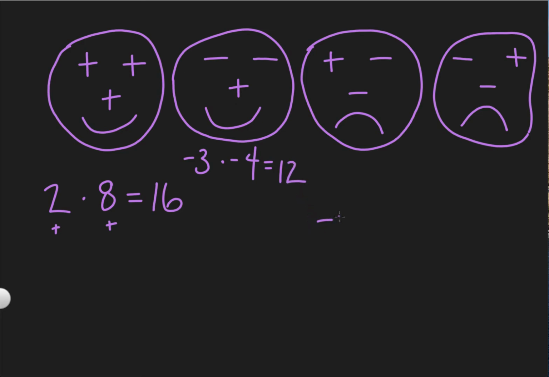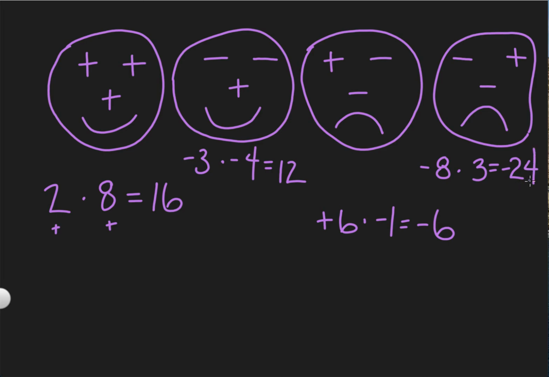I can have a negative 6. Oops, let's make it positive 6 times negative 1. We've got a positive and a negative, which means my answer has to be negative. And then I do the multiplication. 6 times 1 gives me 6. My last situation, negative 8 times positive 3. We have a negative and a positive, which means my product will end up being negative. Then 8 times 3 gives me 24.